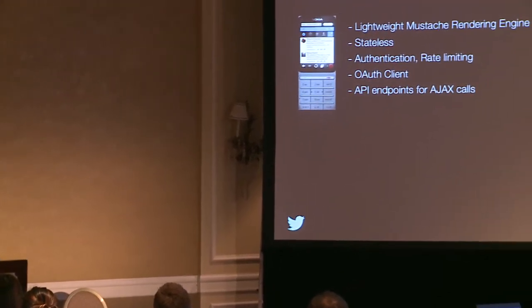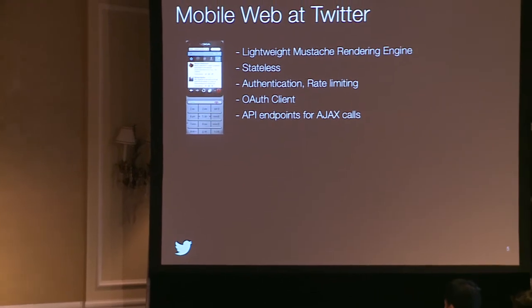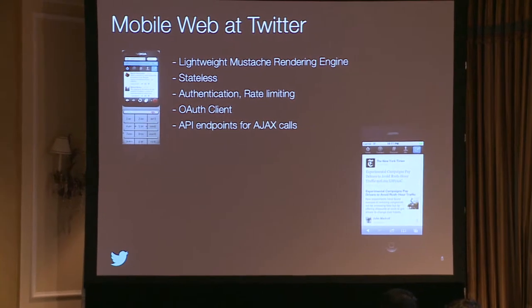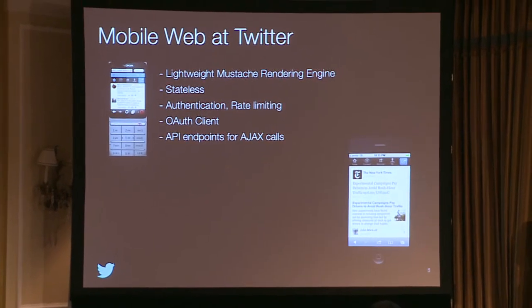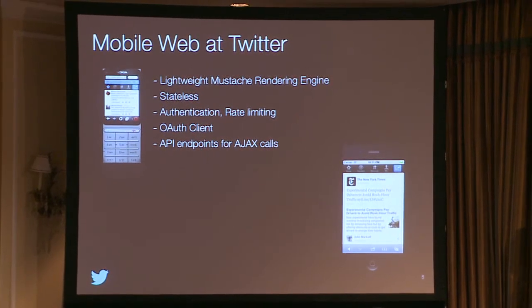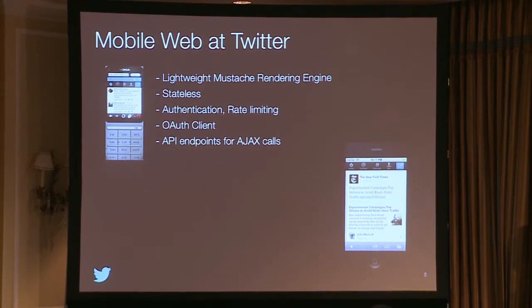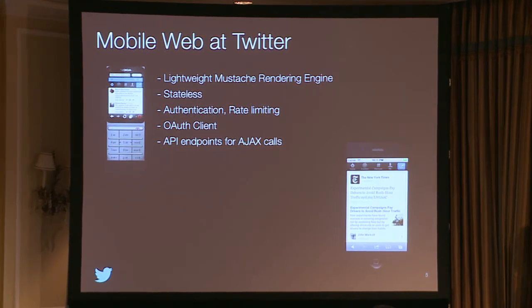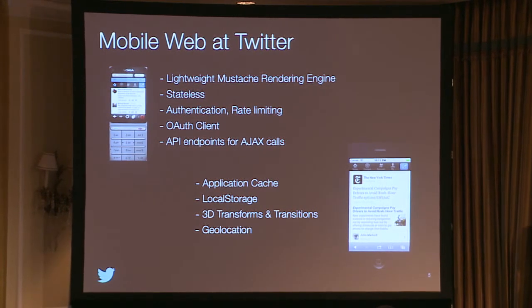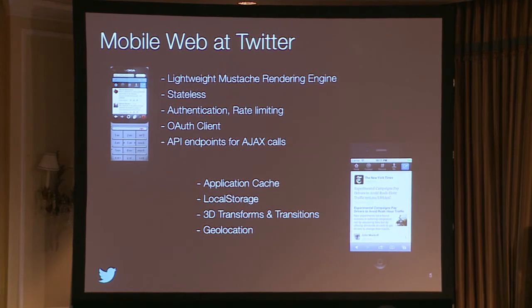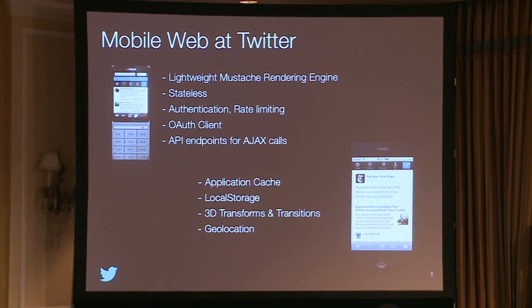The mobile web cluster also provides the endpoints for the AJAX calls of the HTML5 client. So this is the second client that we have in mobile web. It's built using HTML5, CSS3, and it's all client-side render. So this client actually implements some of the newest technologies available in browsers, which is the application cache, that we use so the user can run Twitter in their browser without having an internet connection.